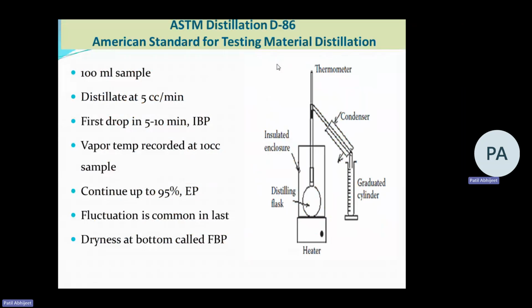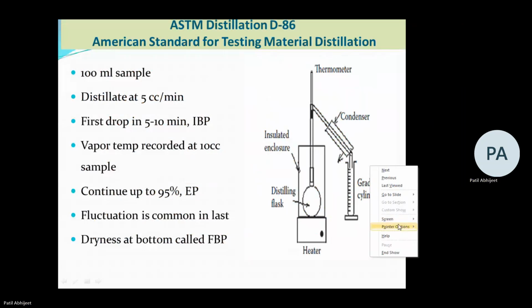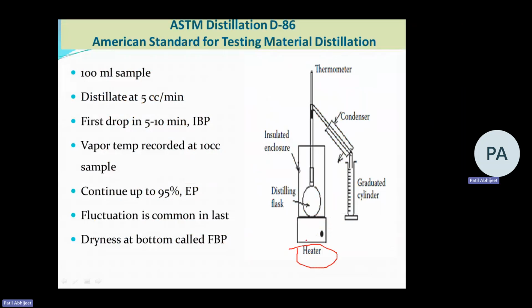It's not a packed column, it is an open column. Here the condenser is attached, in one case where reflux is there. Whatever distillate is formed is collected in the graduated cylinder. So here you can see that particular setup. This is the heater which is going to maintain the temperature.